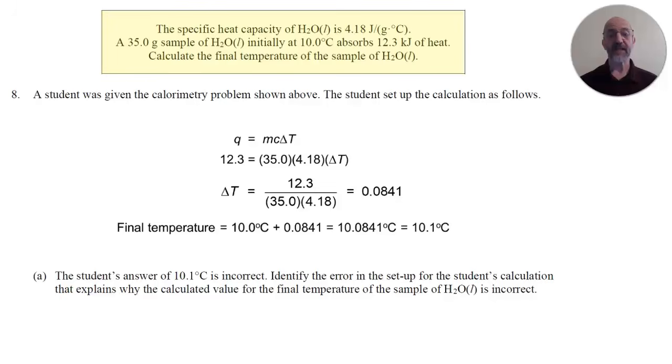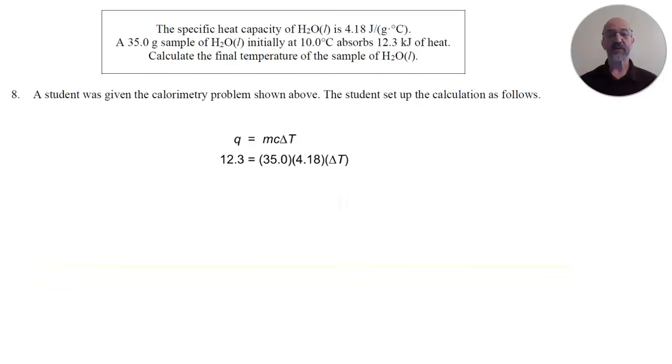In question 8, it says a student was given the calorimetry problem shown above, and the student set up the calculation as follows. Now we can see the setup for the student's work, and we can see that the final temperature is 10.1 degrees Celsius. But part A of question 8 says that the student's answer of 10.1 degrees Celsius is incorrect. Identify the error in the setup for the student's calculation that explains why the calculated value for the final temperature of the sample of liquid water is incorrect.